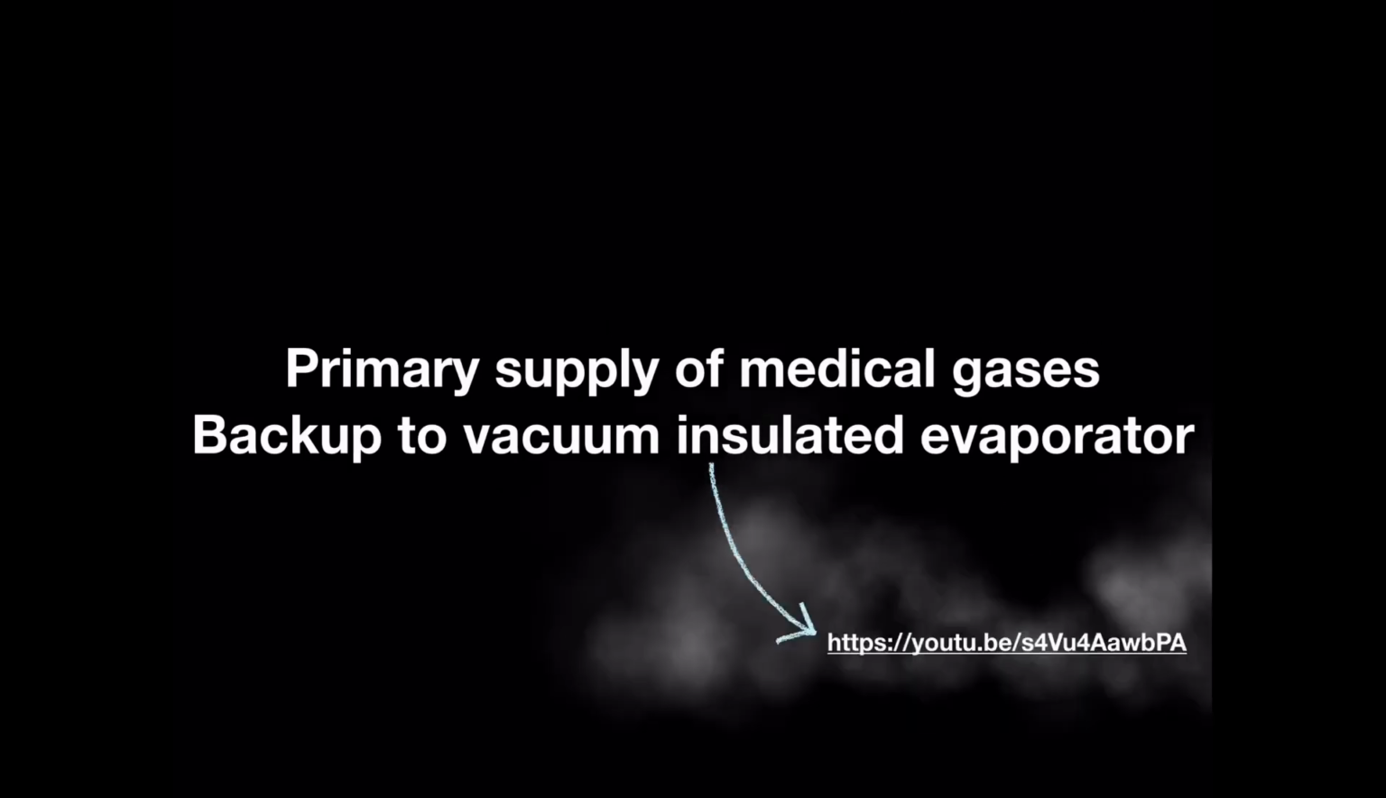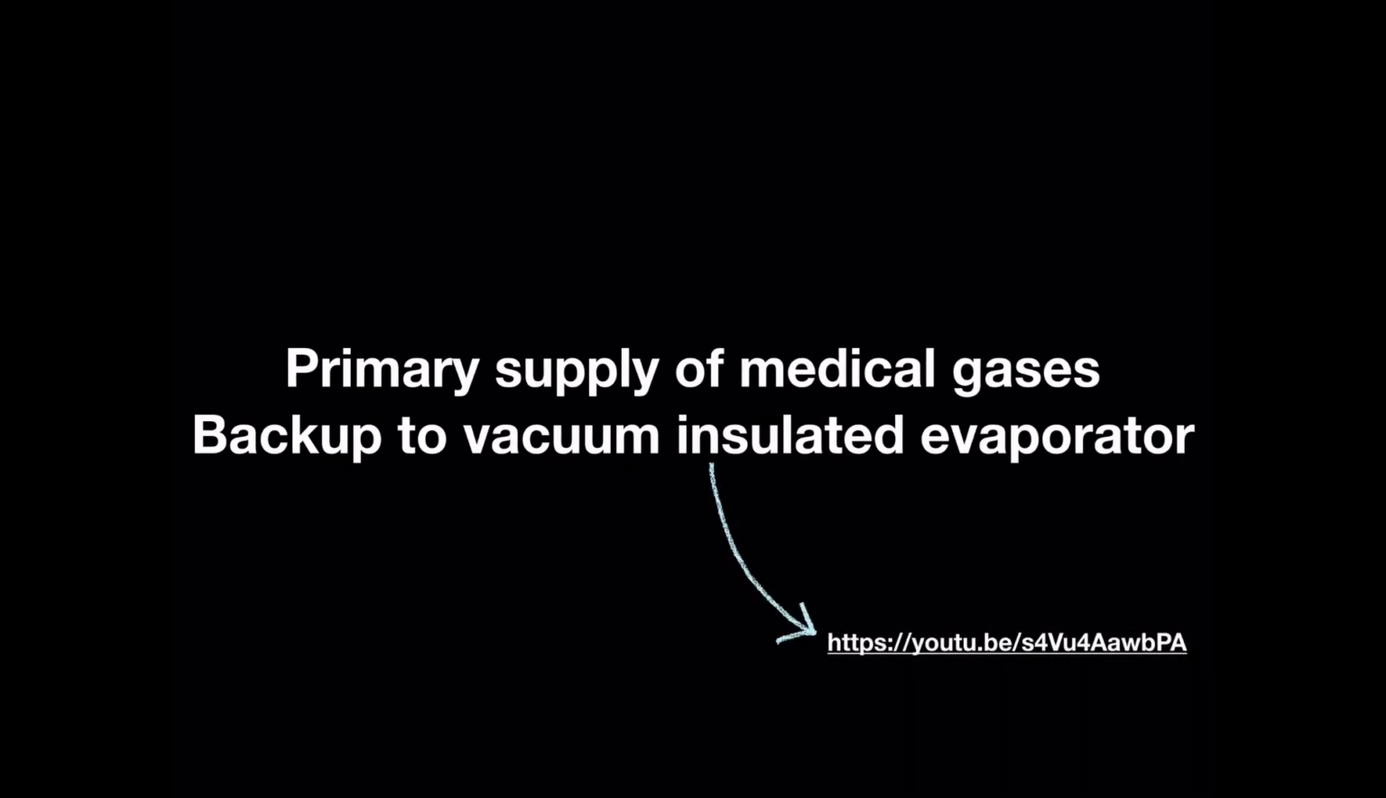The uses. The cylinder manifold may be the primary gas source in smaller demand hospitals, or it may act as a reserve source of oxygen in case of failure of a vacuum-insulated evaporator. To refresh your revision of the vacuum-insulated evaporator, click the link in the show notes to our YouTube tutorial. It should be shown in the video now, how it works in a bit more detail.